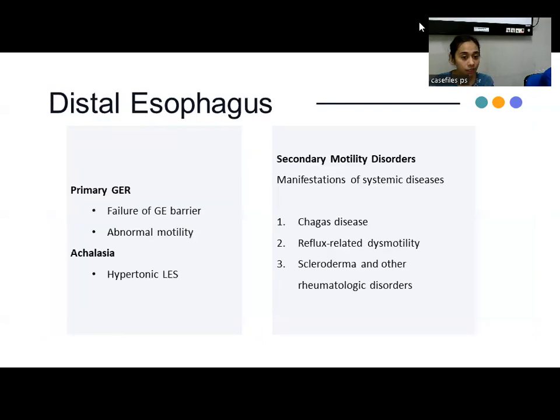Coming to the disorders of the distal esophagus, they may be primary: GER, which is because of the failure of the GE barrier and abnormal motility, and achalasia, which is because of the hypertonic lower esophageal sphincter. There are also secondary motility disorders, which may be manifestations of systemic disease: Chagas disease, reflux-related dysmotility, scleroderma, or other rheumatological disorders.